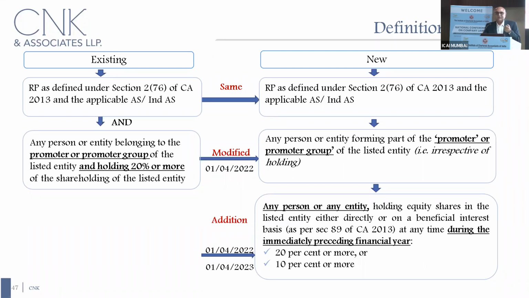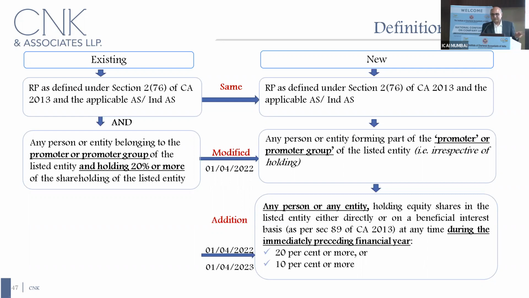So if you have a child who is born in the family and the promoter says, I am gifting 100 shares to my grandson or granddaughter, whoever is there, that person automatically becomes a related party in the main company, because he is part of the promoter group. The holding, how much percentage, doesn't matter now. Earlier it used to be more than 20, now it doesn't matter.